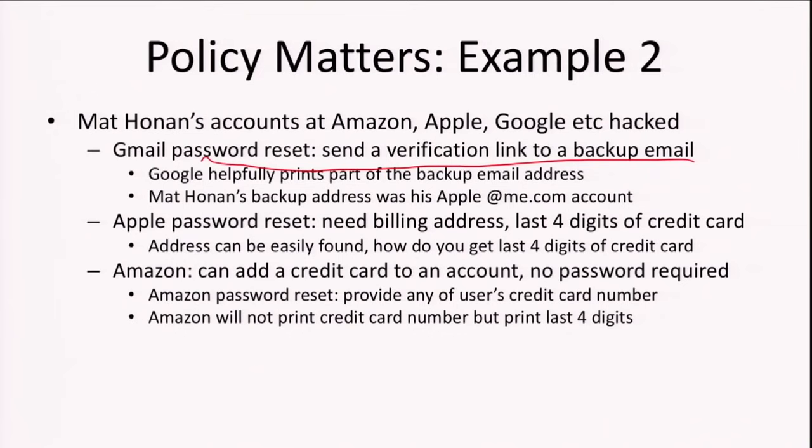And Google, when you type in Matt Honan's username, which was guessed, helpfully prints out part of the backup email address. So in this case, not the full email address, but part. And Matt Honan's backup was a me.com email address, which is an Apple account. So the attacker goes to the Apple password reset policy, and sees that it requires a billing address and the last 4 digits of a credit card.